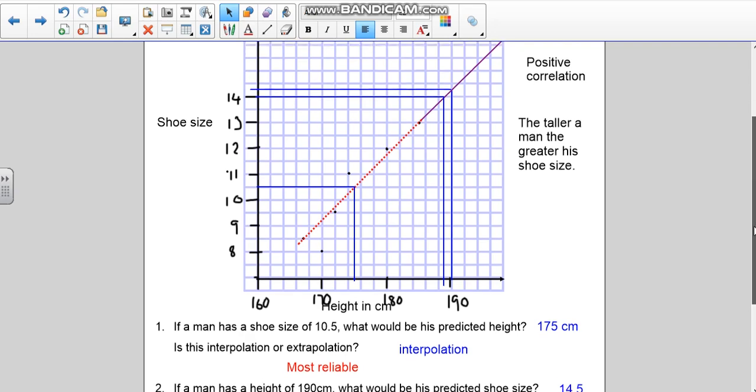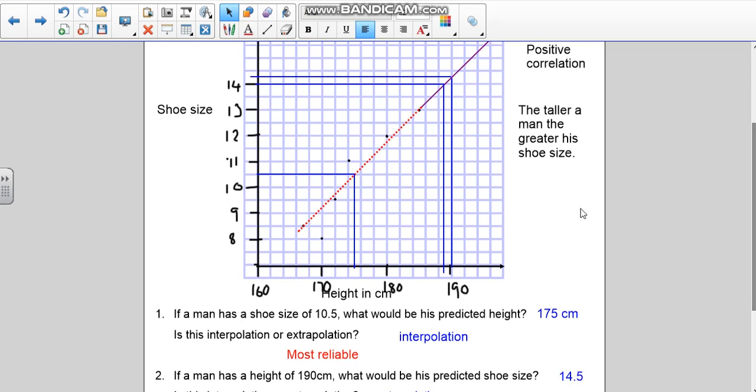Question 2, if a man has a height of 190 centimetres, what's his predicted shoe size? Well, here's 190. I've gone up to the line, but I've had to extend my line here because it wasn't long enough. This is the purple bit, and then I've read across. It's sort of between 14 and 14.5, so you'd have to get the bigger shoe size. So I've gone for 14.5 because you can't have 14.25.